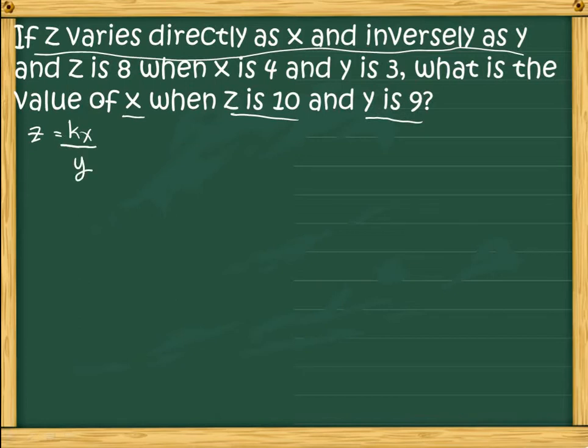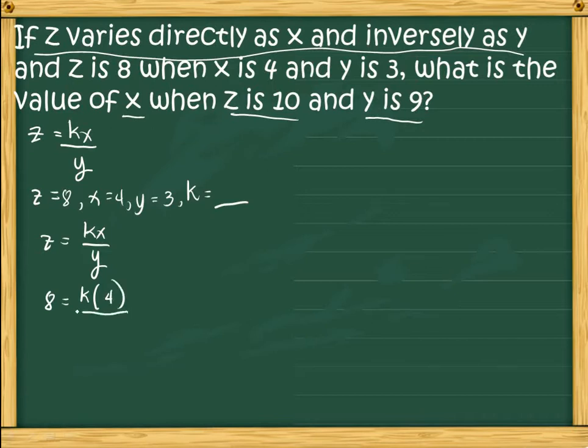Then we will proceed to the second statement. Z is equal to 8. X is equal to 4. And y is equal to 3. So, the purpose of the second statement is to find the value of the constant of variation or k. And to find the constant of variation, you just use the equation z is equal to kx all over y and substitute the value of z, which is 8, equals k times the value of x, which is 4, all over the value of y, which is 3. So take note, the denominator of a whole number is 1.